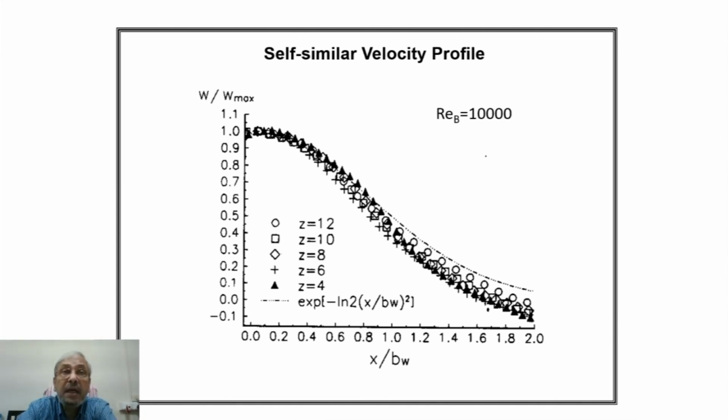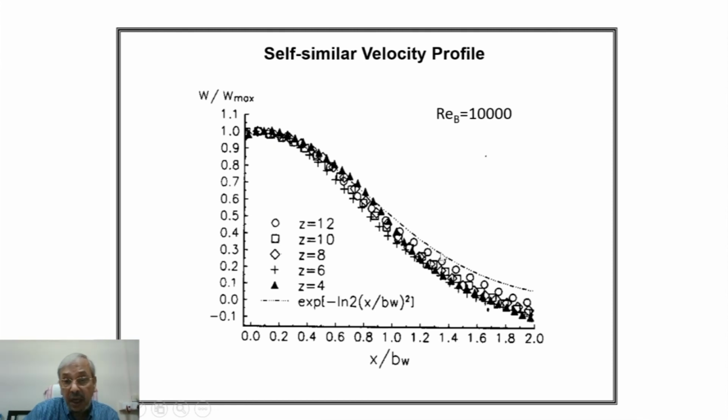this is called half jet width. That means the distance where the W max is exactly half. So this half jet width, x by half jet width versus W by W max, and here we calculated for Reynolds number, you can see 10,000, and different jet heights, z equal to 12. Z is a direction perpendicular to the plate. 12, 10, 8, 6, 4, and these are different symbols.